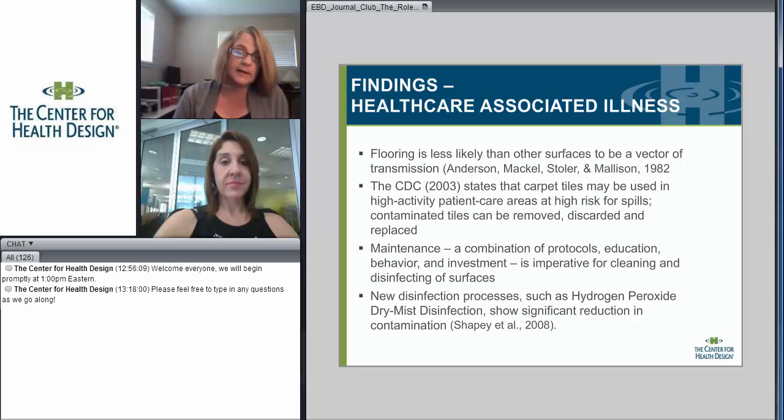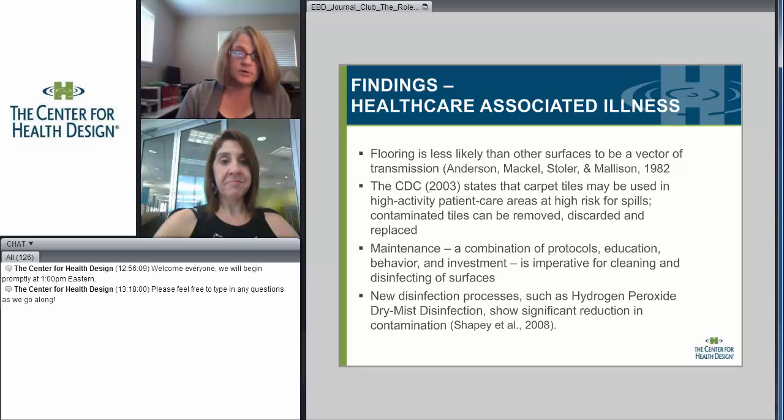I think maintenance is always a factor. Some hospital systems may make decisions based on whether or not they think their maintenance crew can manage that flooring in terms of its effective cleaning and disinfecting, rather than making a decision based on the benefits of the flooring, which can vary depending on what your priorities are.